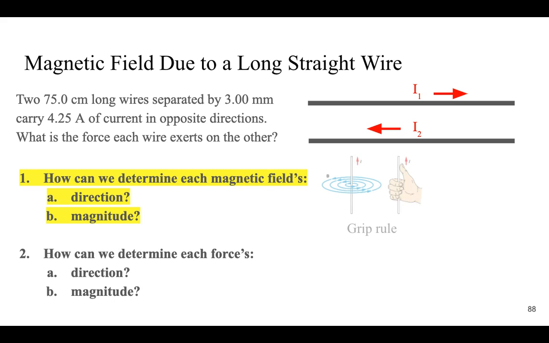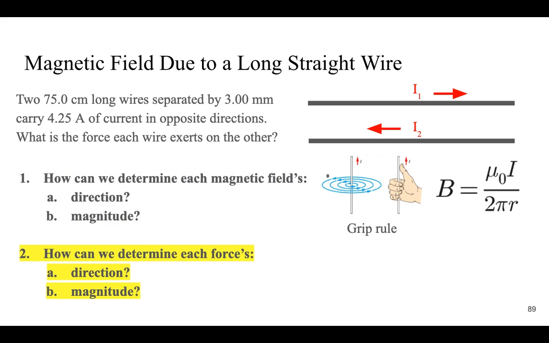This is going to be the grip rule. If you're looking at that top wire, thumb goes to the right, fingers curl around. So beneath the top wire, which is where the second wire is, your fingers should be going into the page. Now do the grip rule for the lower wire, the bottom wire here. Now your thumb is pointing to the left. So above that wire, which is where wire 1 is, your fingers should be going into the page. So how do we figure out the magnitude? Well, that's the formula we just talked about. This is the one we learned in the last part.